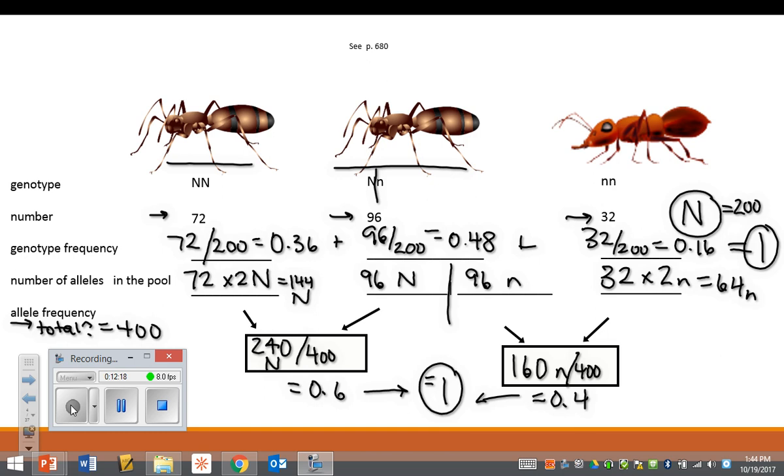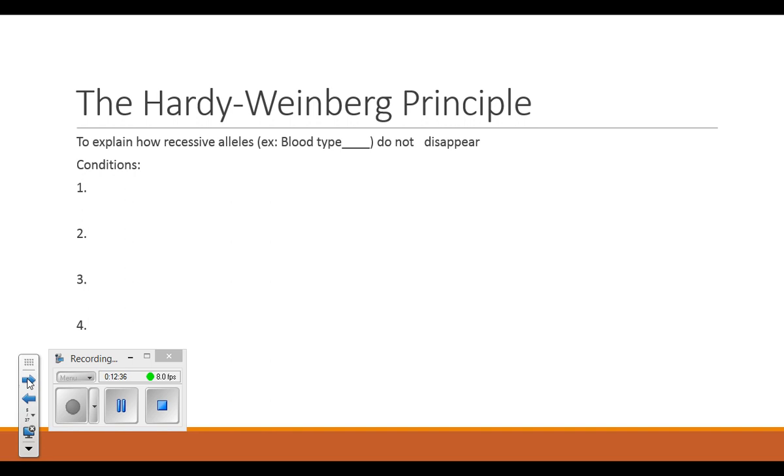All right. Now, the probability of you having to do this exact thing is pretty low, but I find that if I don't show you where we get these numbers from, and I just start throwing around allele frequency, you're like, what are you even talking about? Okay? So, now we'll talk about the Hardy-Weinberg principle.